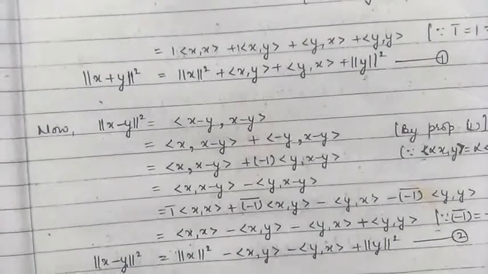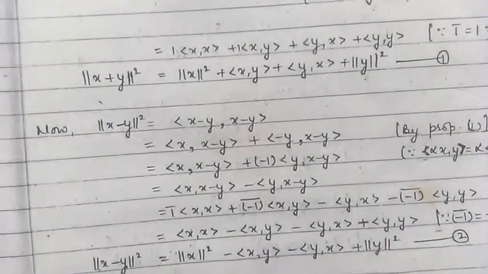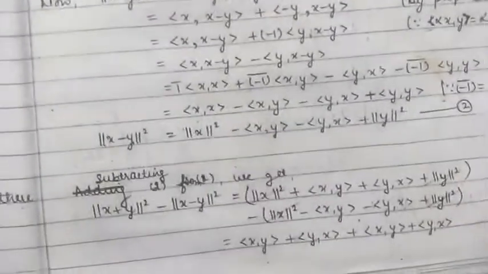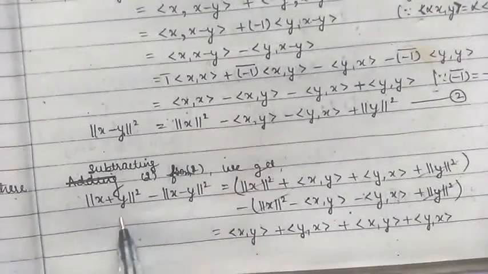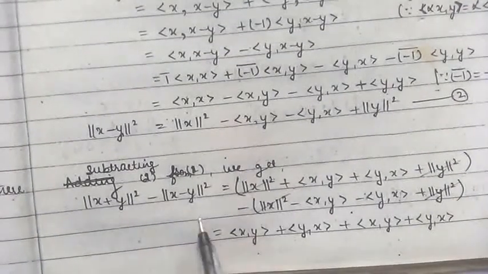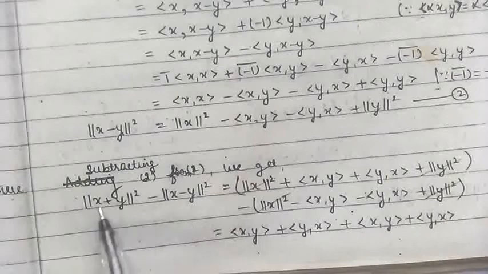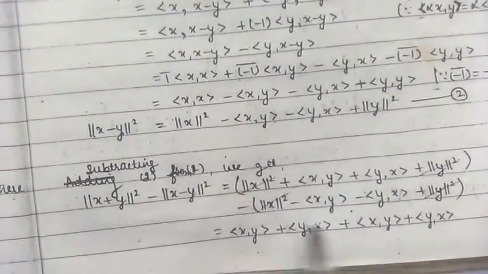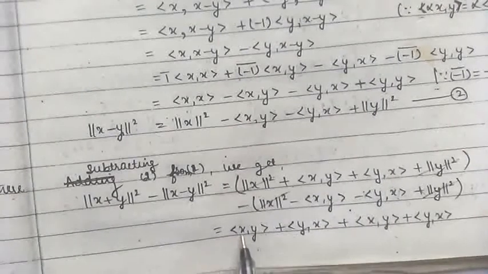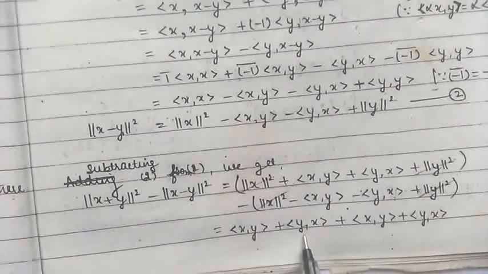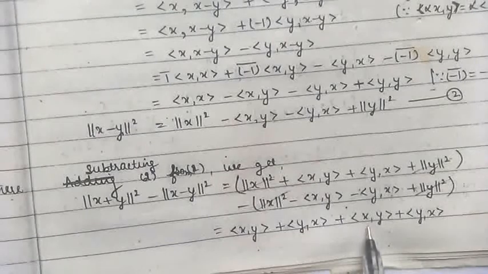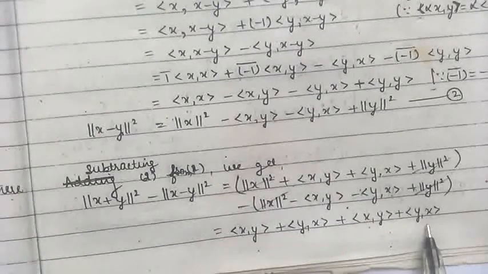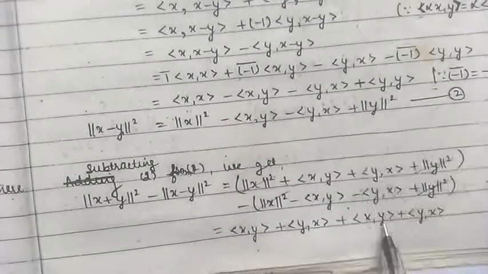So we have obtained the norm of x minus y squared also. Now if we subtract these two terms, we get the norm of x plus y squared minus the norm of x minus y squared, which is given by the inner product of x with y plus inner product of y with x plus inner product of x with y plus inner product of y with x. So these two terms are same.